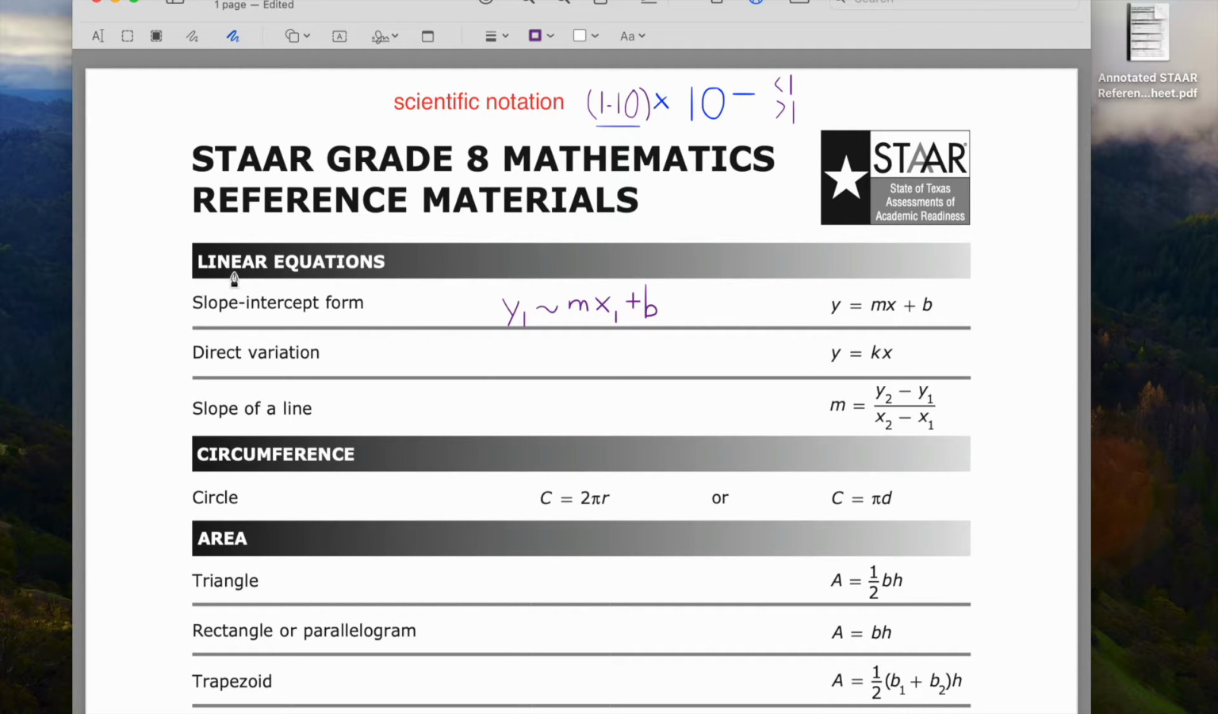So remember, slope-intercept form is for non-proportional relationships. Direct variation is for proportional relationships. And we know that to find k, it's going to be equal to y over x.